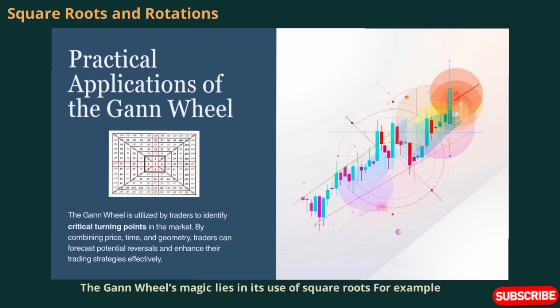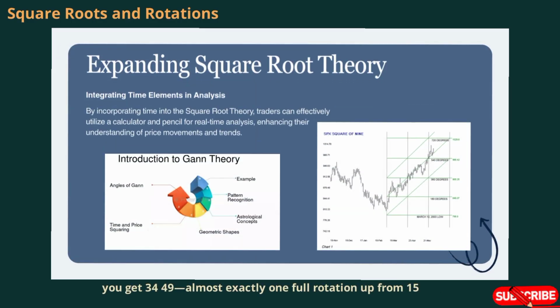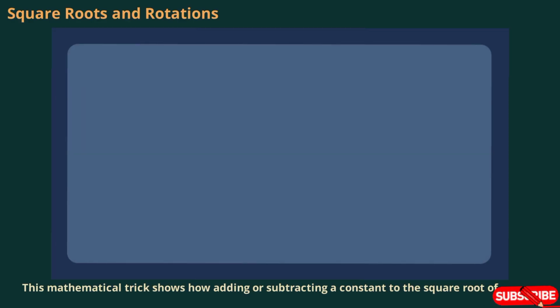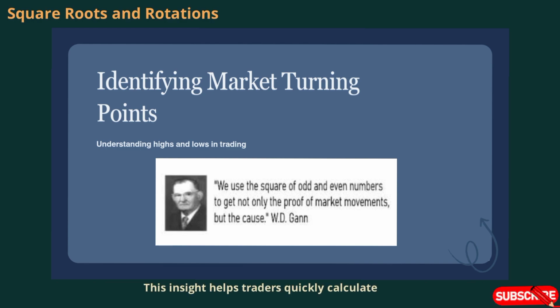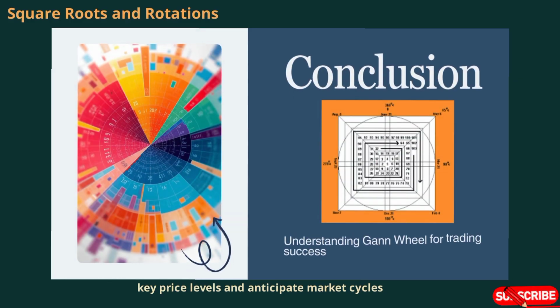The Gann wheel's magic lies in its use of square roots. For example, the square root of 15 is 3.87. If you add 2 to this and square the result, you get 34.49, almost exactly one full rotation up from 15. This mathematical trick shows how adding or subtracting a constant to the square root of a number, and then squaring it, can represent a 360-degree rotation on the Square of 9. This insight helps traders quickly calculate key price levels and anticipate market cycles.